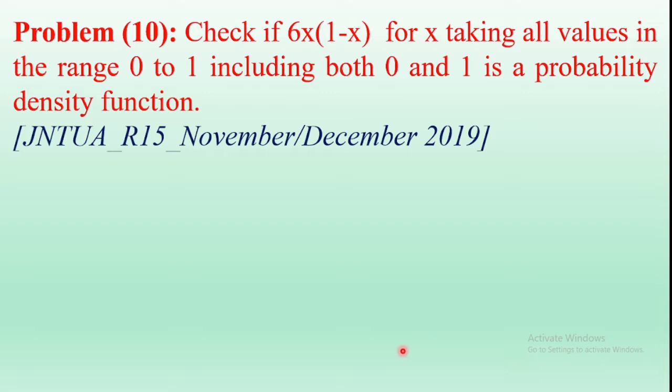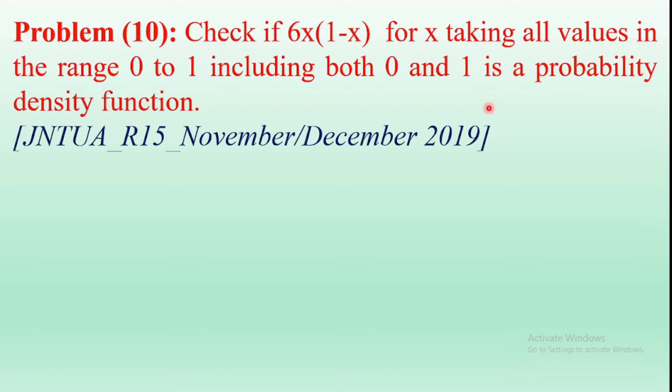In this video, I am going to discuss one more example of the probability density function PTSP problem. This is a previous examination question. The given example is: check if 6x into 1 minus x, for x taking all values in the range 0 to 1, including both 0 and 1, is a probability density function.